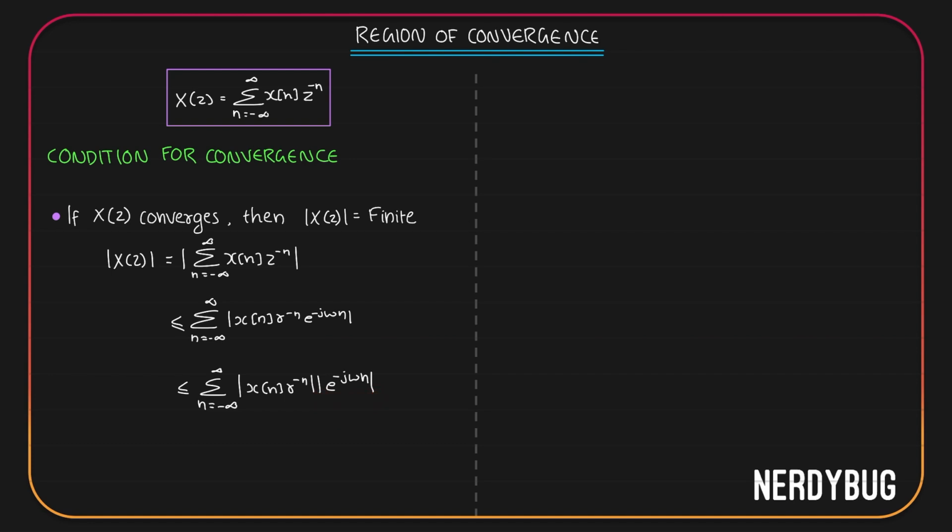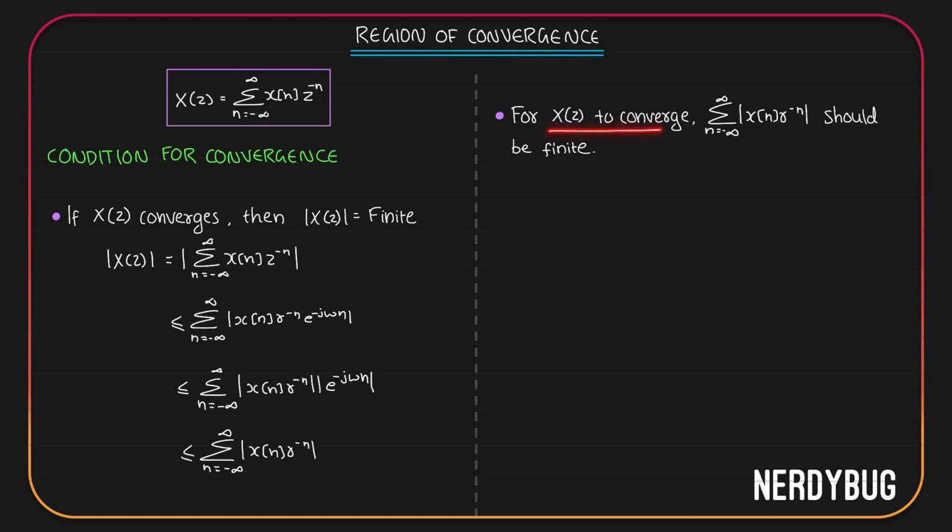That means magnitude of X(z) will always be less than or equal to summation from n equals minus infinity to infinity magnitude of x of n r raised to minus n. Therefore, the condition for X(z) to converge, or magnitude of X(z) to be finite, is that summation from n equals minus infinity to infinity magnitude of x of n r raised to minus n should be a finite value. If this is a finite value, then this is a finite value. If that is a finite value, then X(z) converges. Let us write it down.